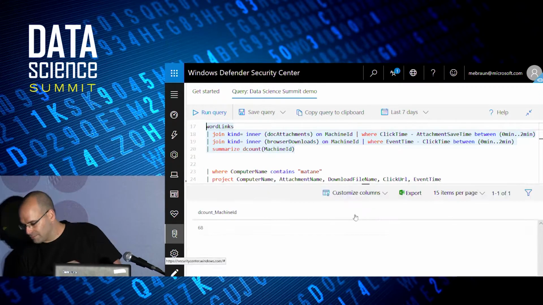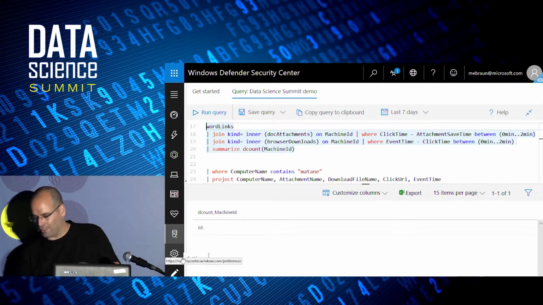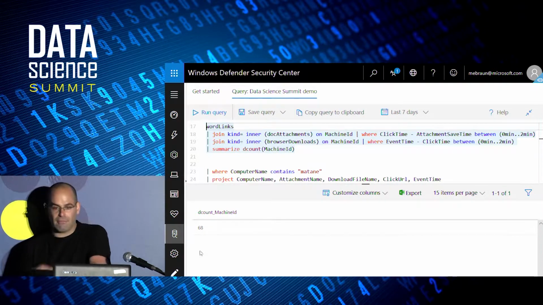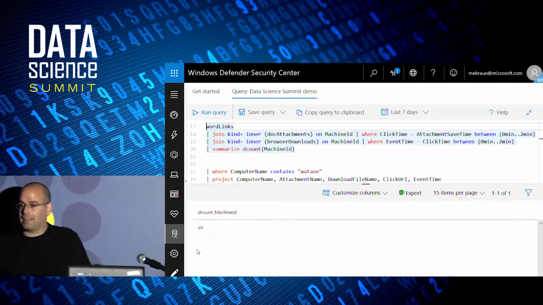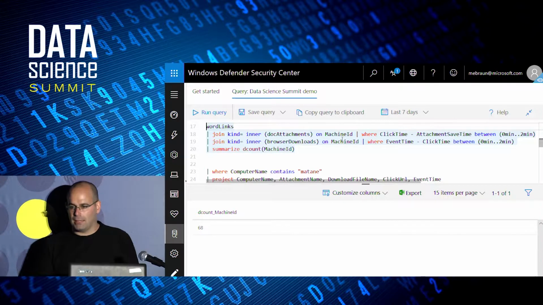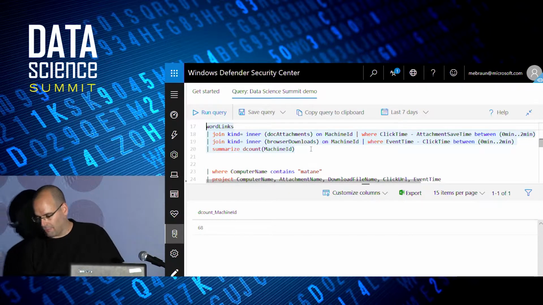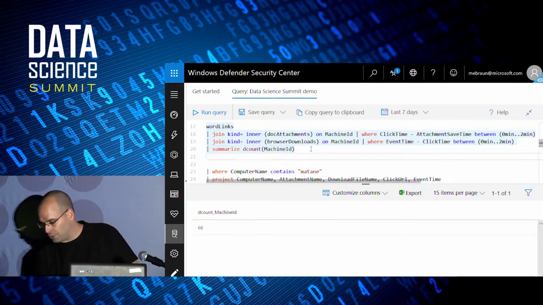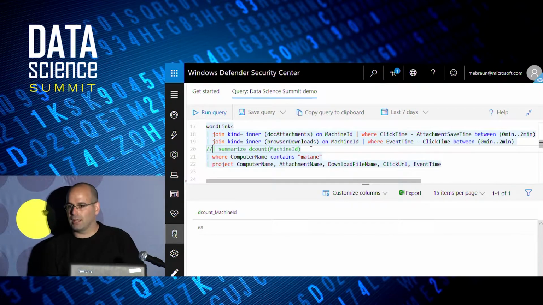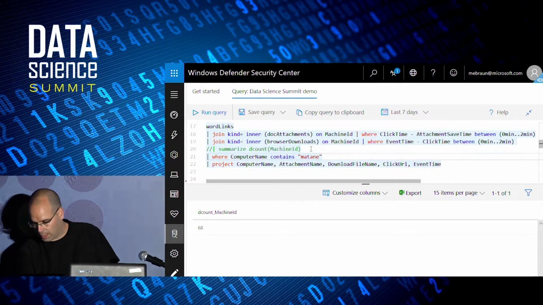We can see that we get only, okay, looks like the network is stuck. So we can see that only a few dozen machines exhibit that behavior. We just joined by machine and by time range, and 68 is definitely something we can look at and manually hunt on top of, even on a huge network that contains hundreds of thousands of machines.